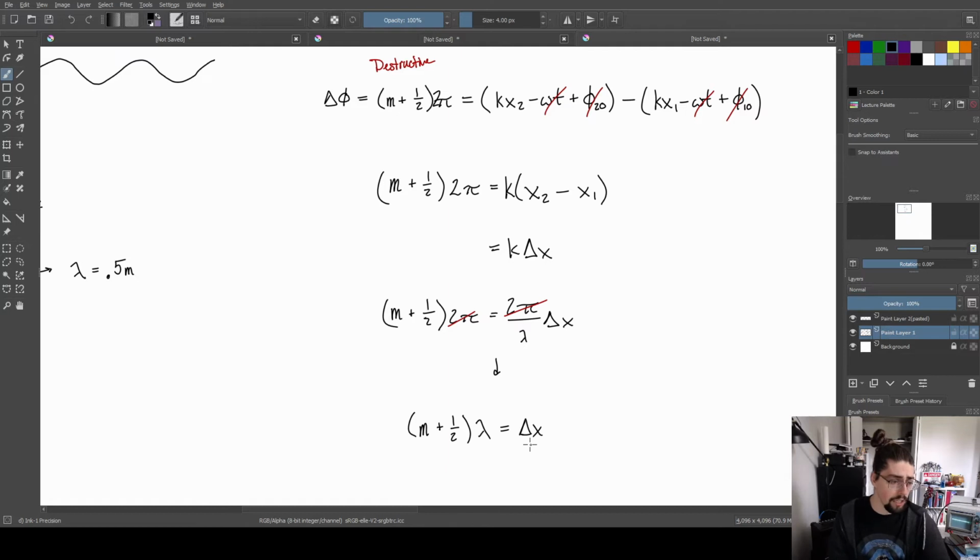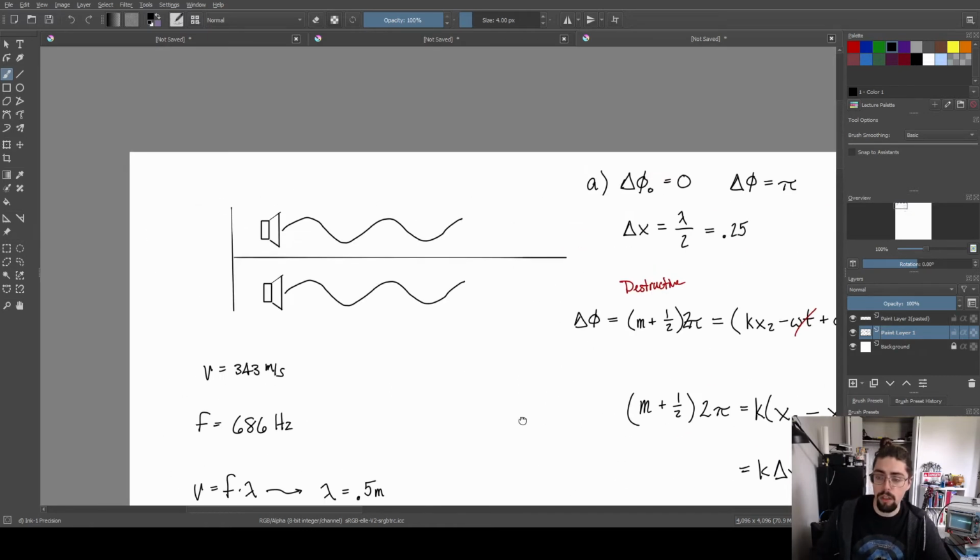In this case right here, we asked for the smallest distance that would possibly give us this destructive interference. How do we make this as small as possible? Any guesses? What is m? M is any integer. Doesn't matter which one it is. Remember, all that's doing is saying, are we at pi? Are we at 3 pi? Are we at 5 pi? Are we at 7 pi? It doesn't matter which of those we're at.